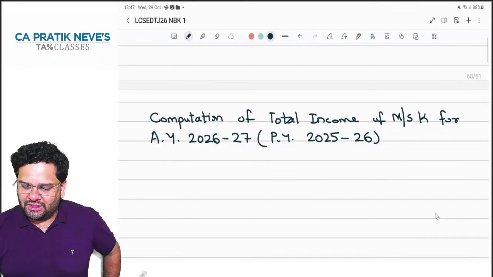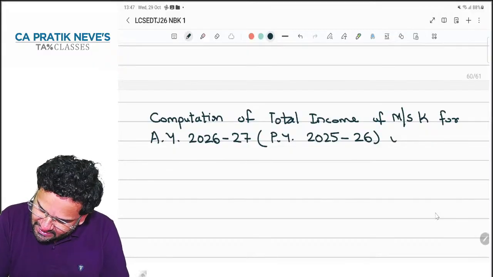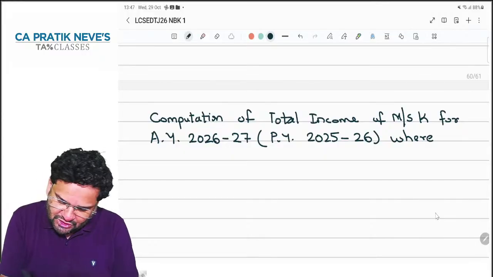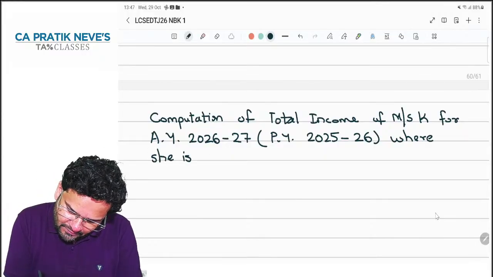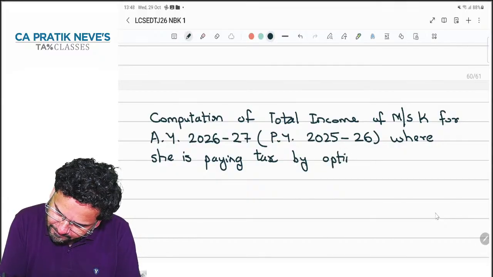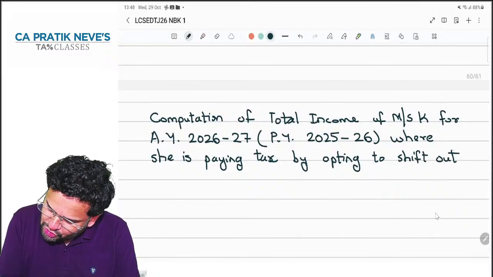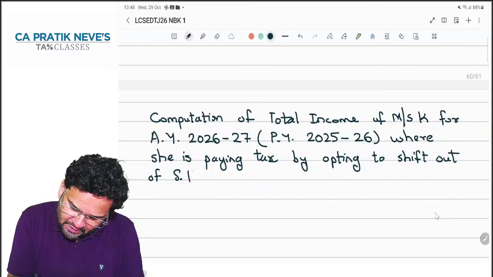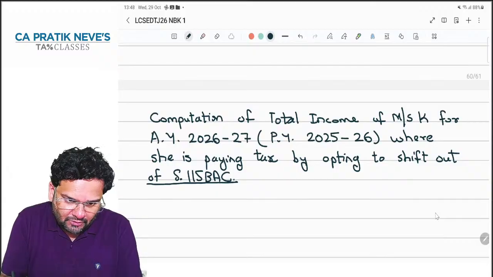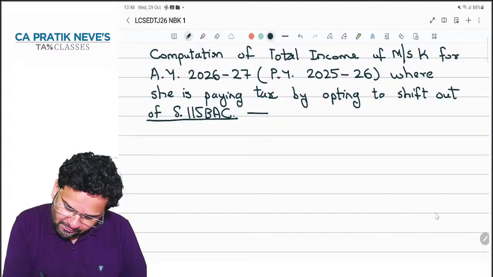So computation of total income of Miss K for AY 26-27, PY 25-26, where she is paying tax by opting to shift out of section 115BAC. Do you agree with me? This heading is clear to all of you? Go ahead.